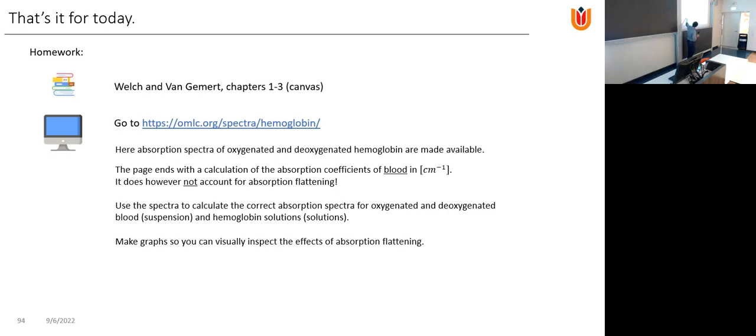So what I would like you to do is take these spectra, which you can download as an Excel file from that site, and then use the correct way of calculating the absorption coefficient of oxygenated and deoxygenated blood. And the really fun thing would be if you produce graphs or spectra, so you can visually compare what happens to the absorption coefficients of solutions versus suspensions. Okay, try that, and then I hope we can look into that starting Friday.